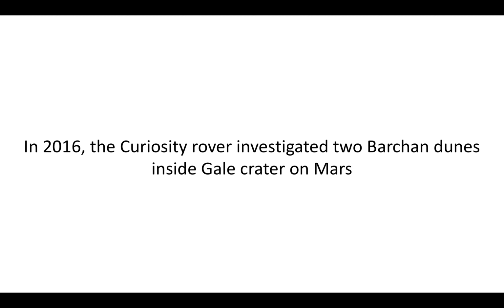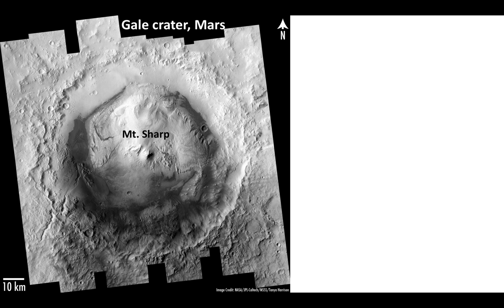In 2016, the Curiosity rover investigated 2 Barchan dunes inside Gale Crater on Mars. This is Gale Crater, and you can see that there is a crater here. In the middle of Gale Crater there's a feature which is a little mountain, informally known as Mount Sharp, after a very well-known geologist, Bob Sharp, but the official name is Aeolis Mons.